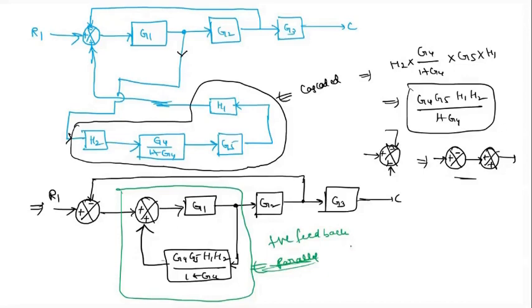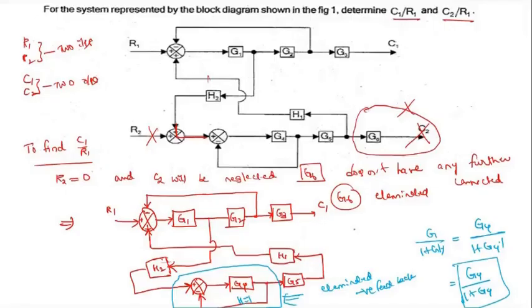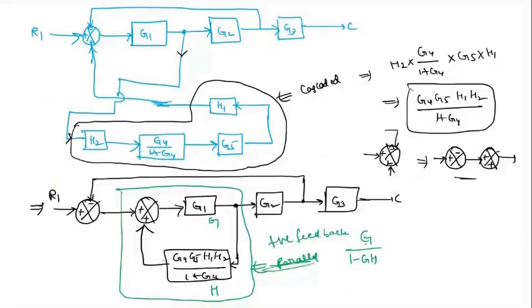If you eliminate the positive feedback, the formula for positive feedback is G by 1 minus GH. So this will be G, this will be H. Remember, for negative feedback, the formula is G by 1 plus GH. For positive feedback, the formula is G by 1 minus GH. So if you substitute, instead of G, I'm going to substitute G1 by 1 minus G1 into H. What is H? G4, G5, H1, H2 by 1 plus G4.